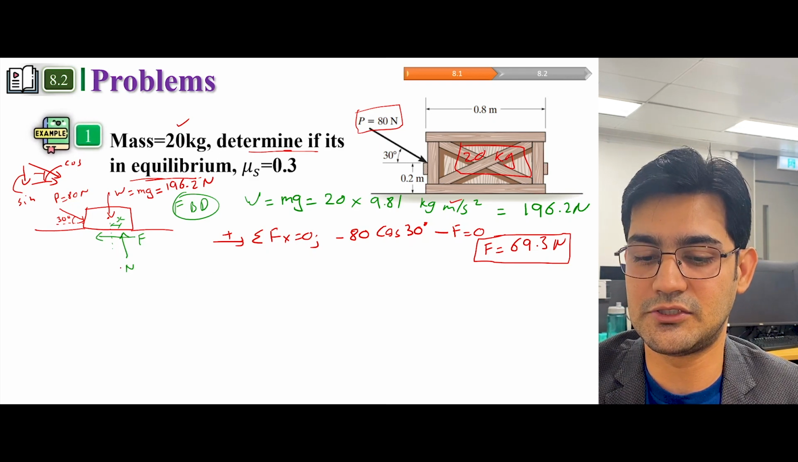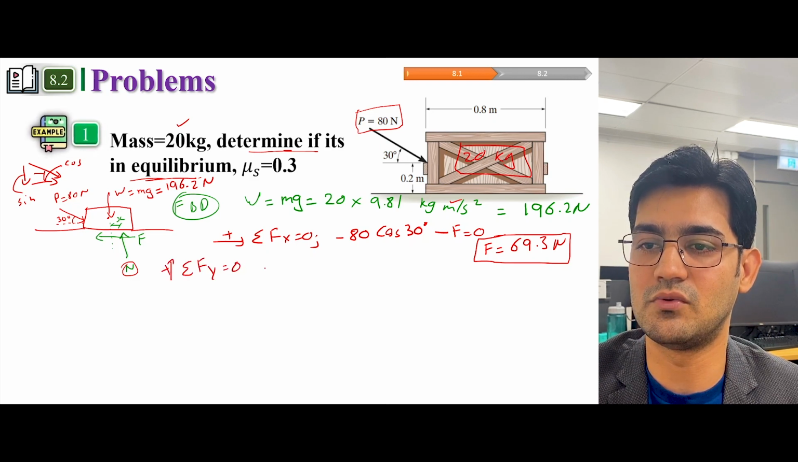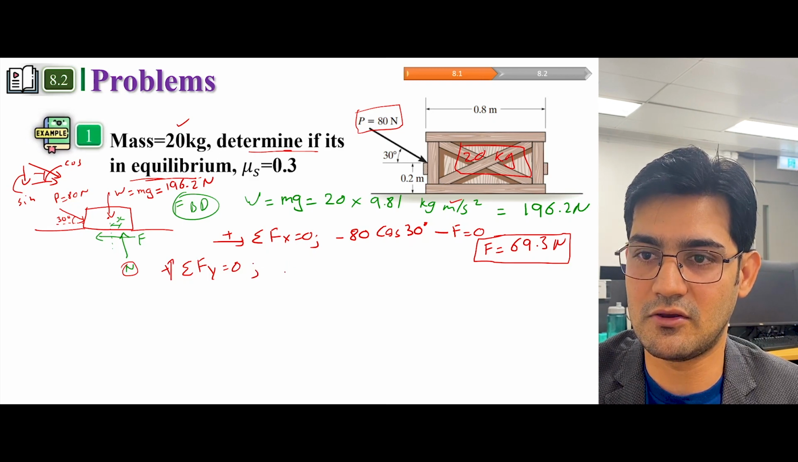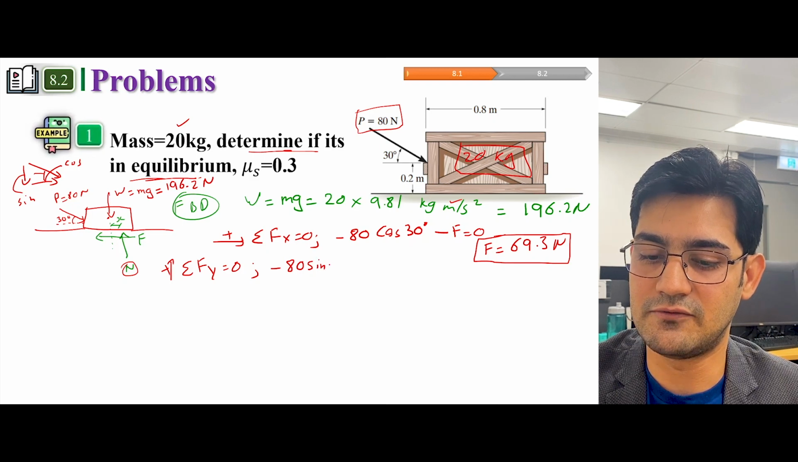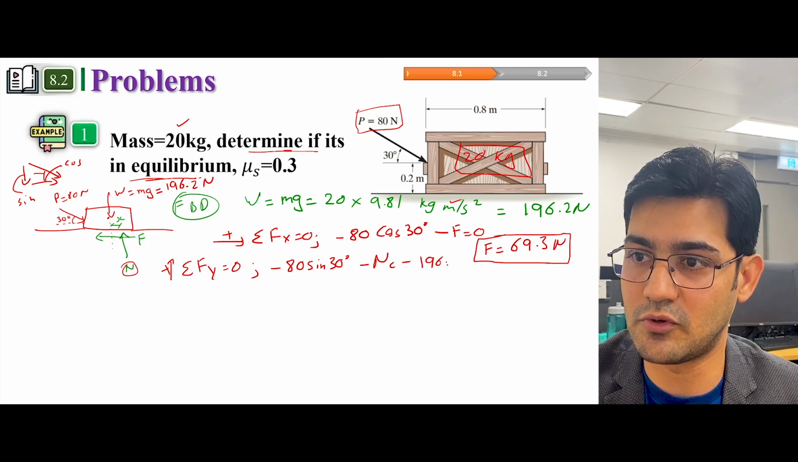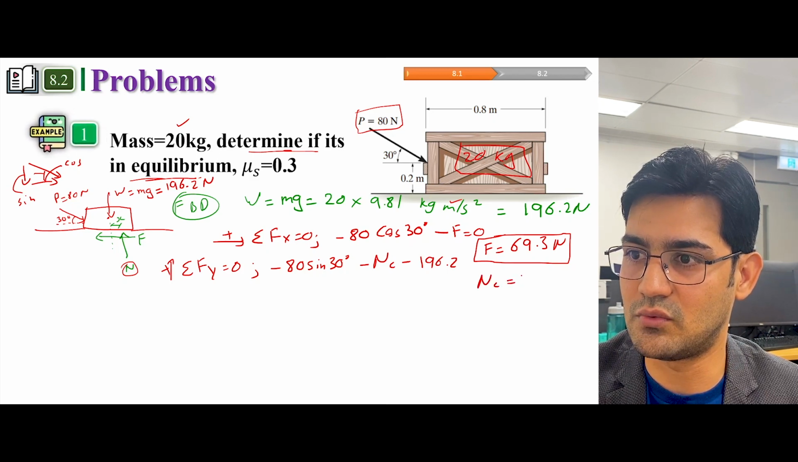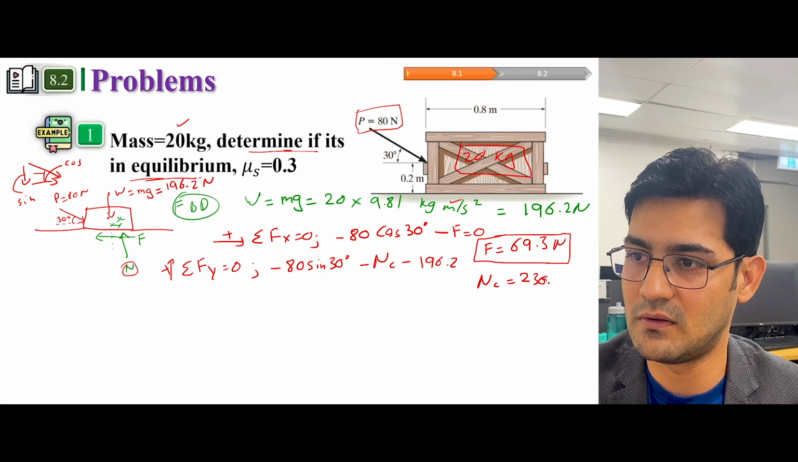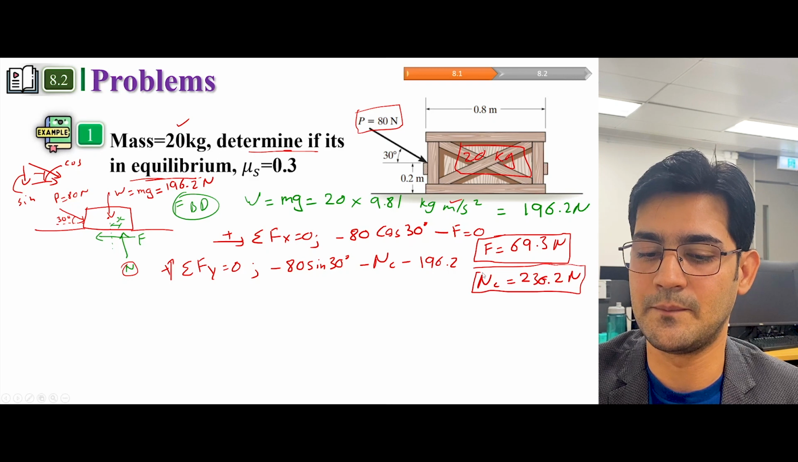Now let's try to find this normal force. For that we have to take all the forces acting in the y direction equal to 0. So how many forces are acting in the vertical direction? One is the component of this applied force P, which is sine 30 degrees, and then you have the normal force, and then you have the weight, which is 196.2. So if you do the math, you will get the normal force is equal to 236.2 Newton. So this is the normal force.